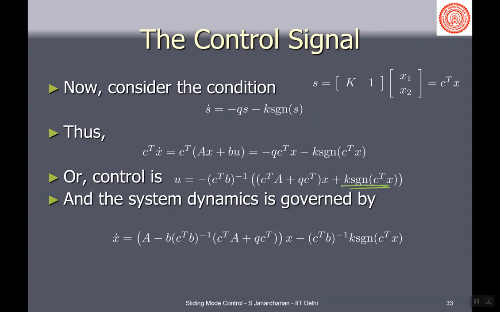So near C transpose X equal to 0, that is near S equal to 0, what is happening is that the control jumps from one point to another across S equal to 0. When S is less than 0, this is minus K, and when S is greater than 0, this will be plus K. So there is a sudden shift in the control. The control is discontinuous.